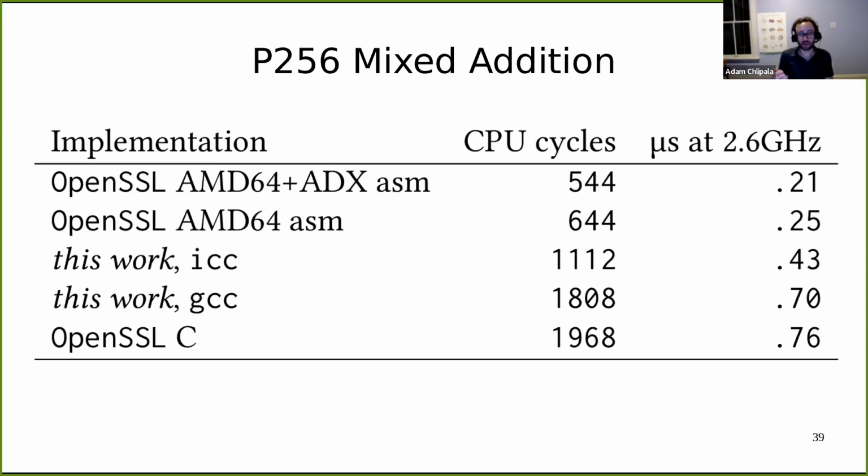And then if we look at the handwritten assembly, which can use a few other tricks that our compiler doesn't know about, we're about half the speed of that code. And we are interested in closing that gap. But at least we're caught up with the state of the art for C code.